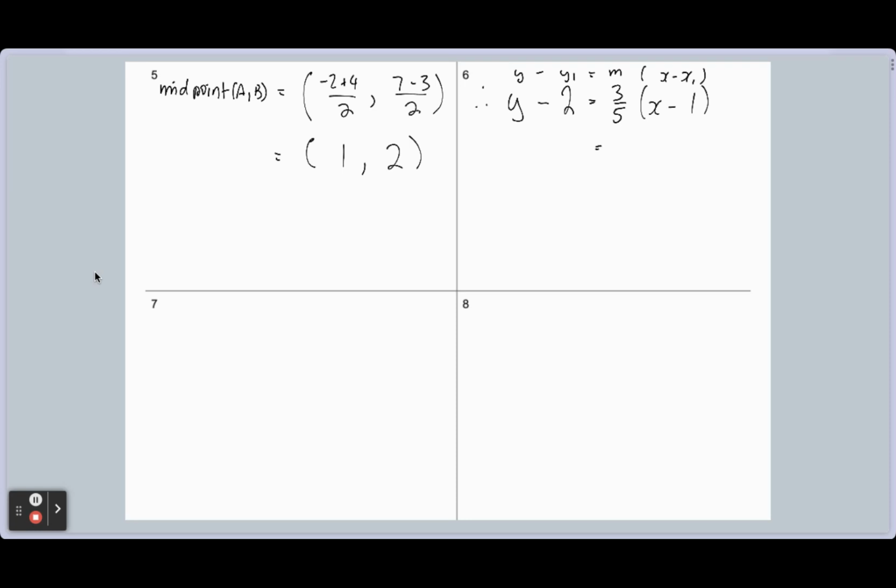So I'll expand it nice and easy. That's 3/5 x minus 3/5. And then I'm going to add 2 to both sides. Well, 2 is 10/5, right? So I've got minus 3/5 here, and I'm going to add 10/5 because I'm doing the reverse of this. So minus 3/5 plus 10/5 is 10 minus 3, so it's going to be 7/5. And that is the equation in y equals mx plus c form. And it's the equation of the perpendicular bisector. Is that all right?